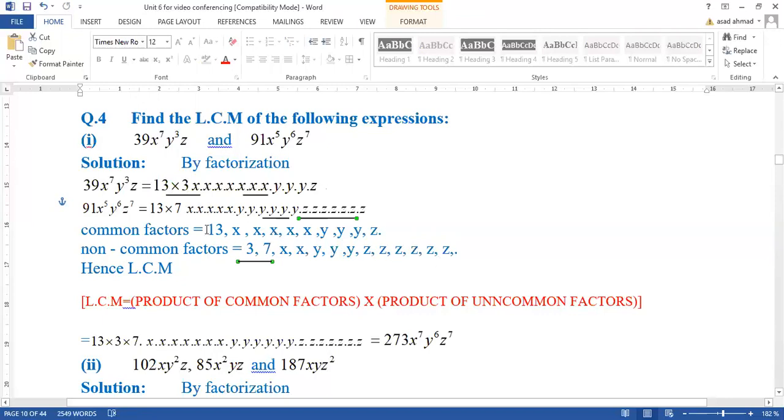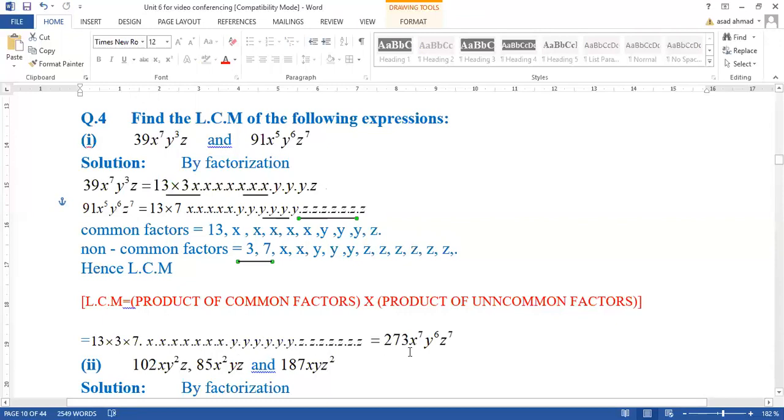And the common factors have all already been written separately. Now to find the LCM, you have to write the product of common factors and the product of uncommon factors, so you will get them multiplied. So 13, 3 and 13 into 7, 13 into 3 into 7. These three numbers will be written as the product, and the remaining numbers you will write step by step, the common factors first and then the uncommon factors, and you will finally multiply them together to get the answer.